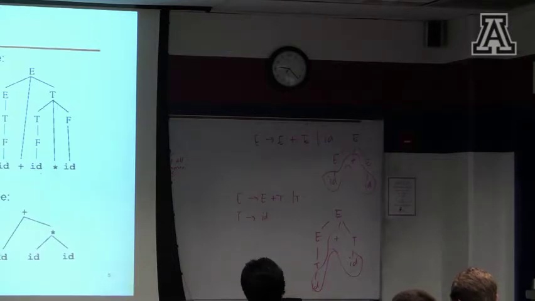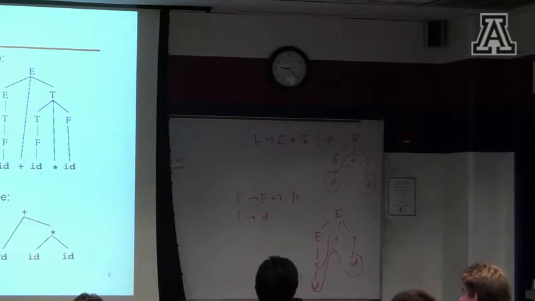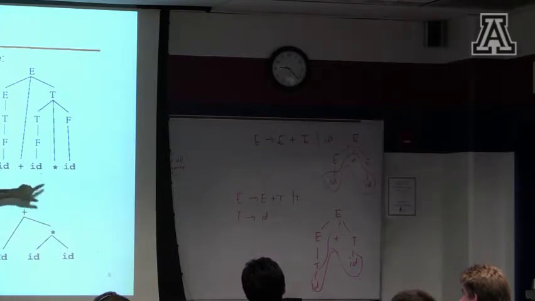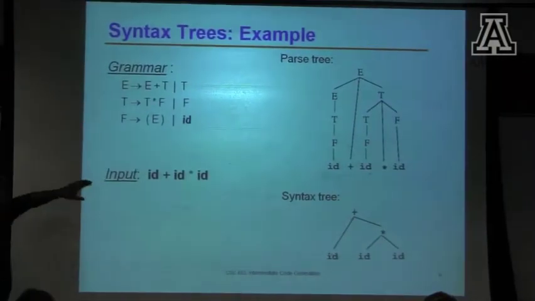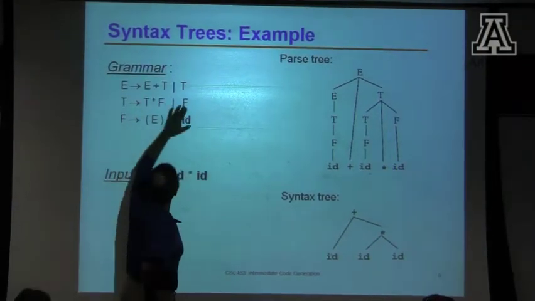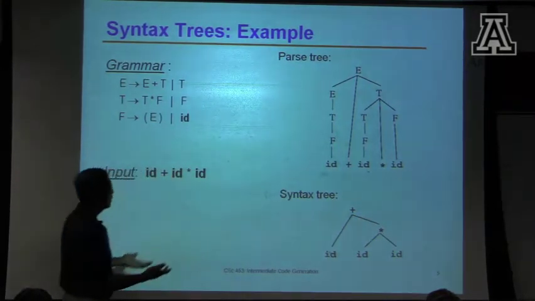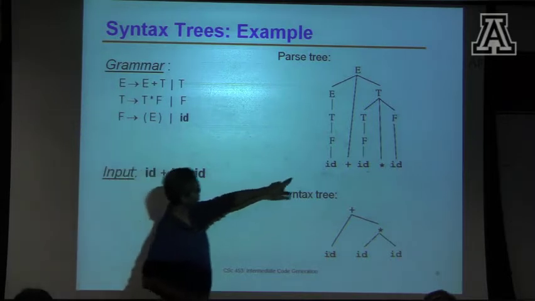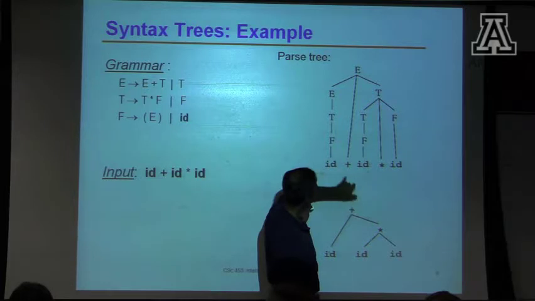Here's an example. This is a more complex version of my second grammar. It allows addition, multiplication, and parentheses. And here's a big old parse tree for ID plus ID times ID. A lot of this is just E goes to T, T goes to F, F goes to ID. But computationally, what is this expression saying? It says multiply these two and add the product to ID.